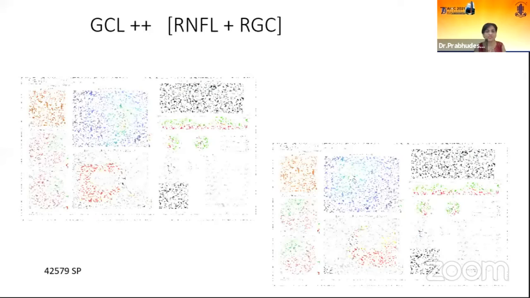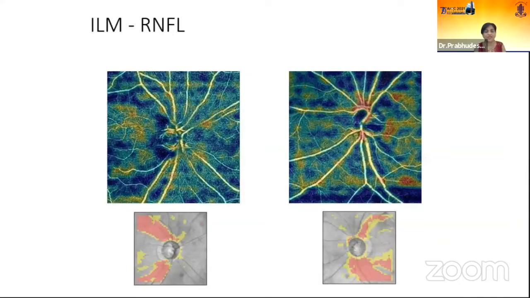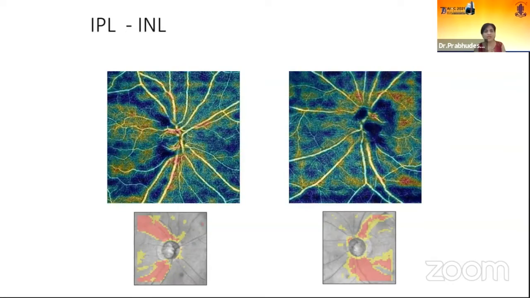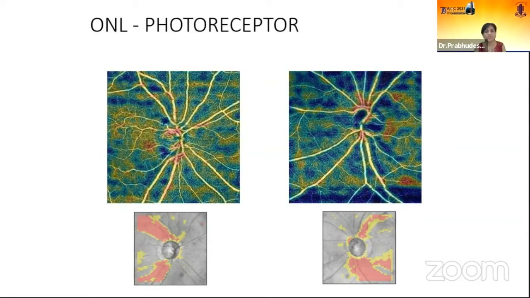So, just want to show you one example. This patient had a superior inferior RNFL defect in the right eye and inferior temporal in the left eye. And we can see how the defects and the layers correlate very well. So this is superior inferior damage in RNFL, GCL, IPL, INL, OPL, and even up to ONL, but not so much in photoreceptors.